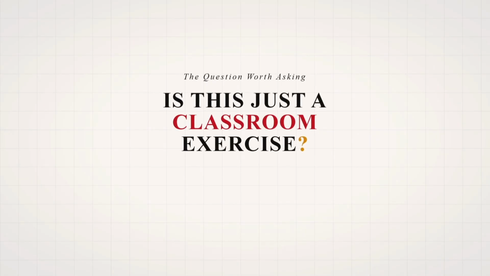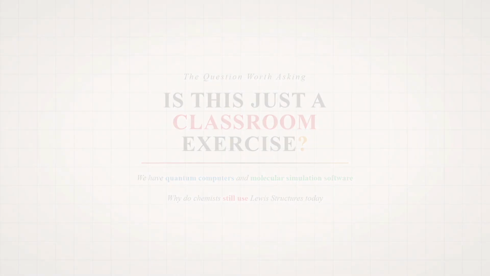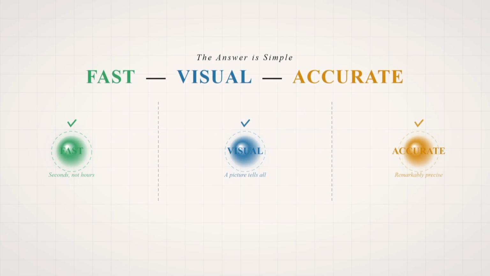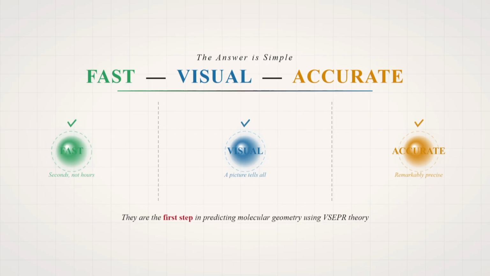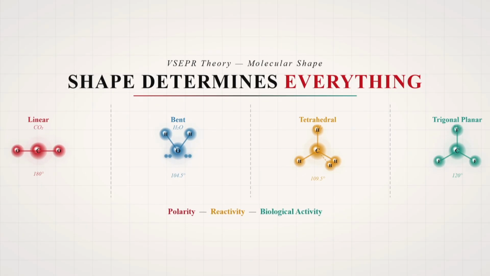You might be wondering, is this just a classroom exercise? Why do chemists still use Lewis structures today when we have quantum computers and molecular simulation software? Because Lewis structures are fast, visual, and remarkably accurate. They're the first step in predicting molecular geometry using VSEPR theory, which tells us whether a molecule is linear, bent, tetrahedral, or trigonal planar. Shape determines everything: polarity, reactivity, biological activity.